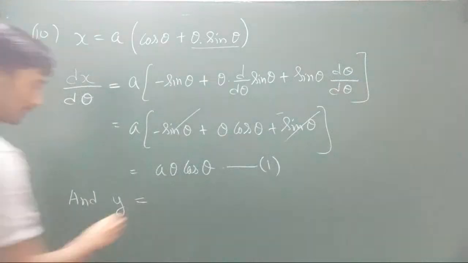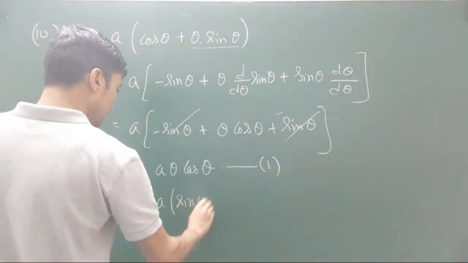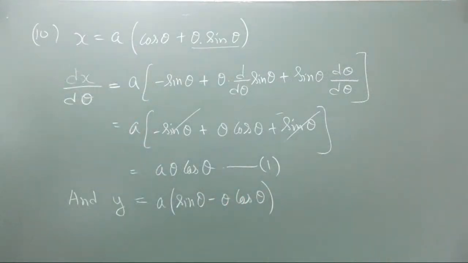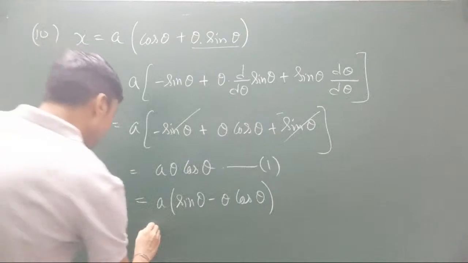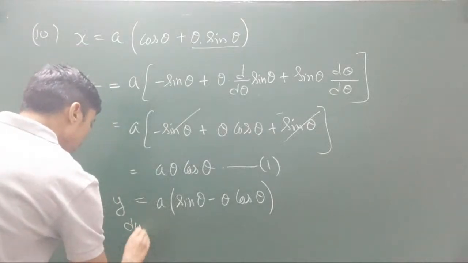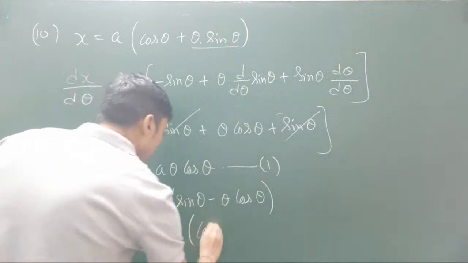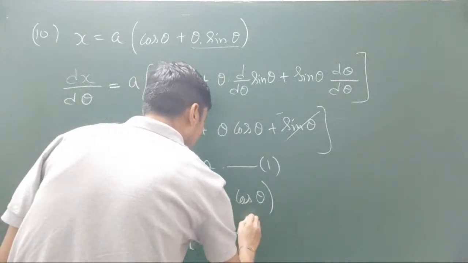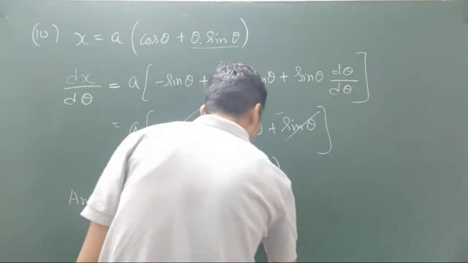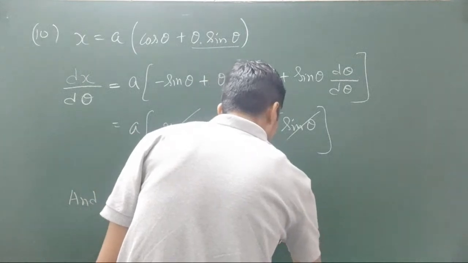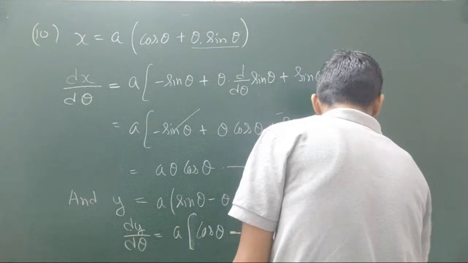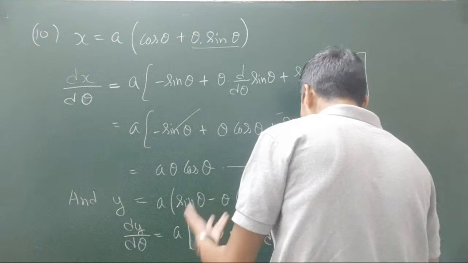y = a(sine theta minus theta cos theta). And this one I'm not going to. Chalo, let me write it down. As long as you understand, I have no problems. I have no problems writing more, only when it's not necessary at that time. No?